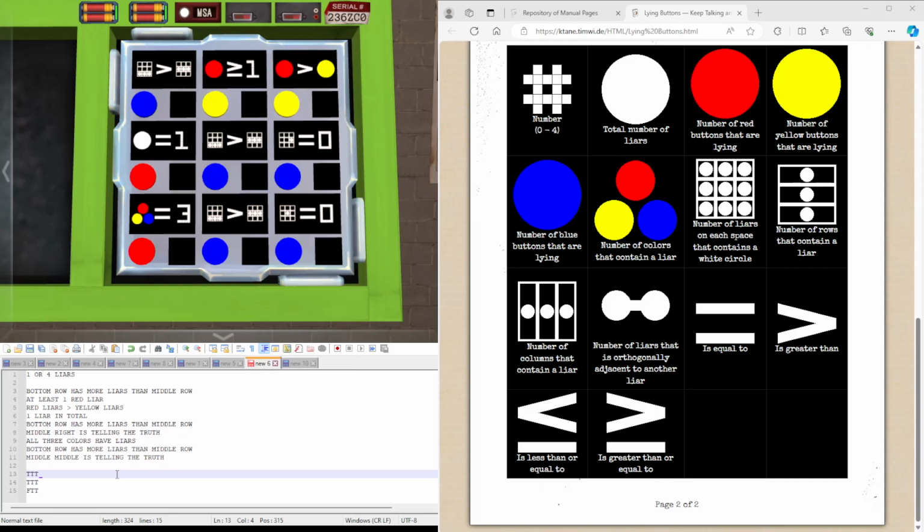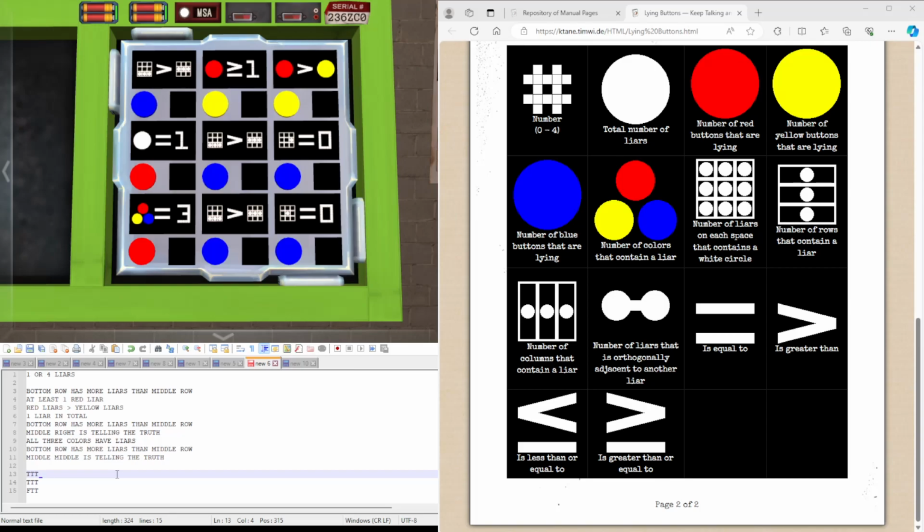Does that make sense? So, bottom row is greater than the middle row, yes. There's at least 1 red liar. We do have at least one red liar. Red is greater than yellow liars. That is also true. There is only 1 liar. That's true. The button itself is telling the truth. That's true. Bottom left is false. And in fact, yes, we don't have all 3 colours. And the middle one is telling the truth, which is true.